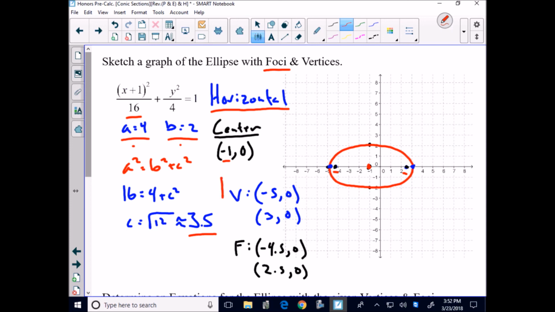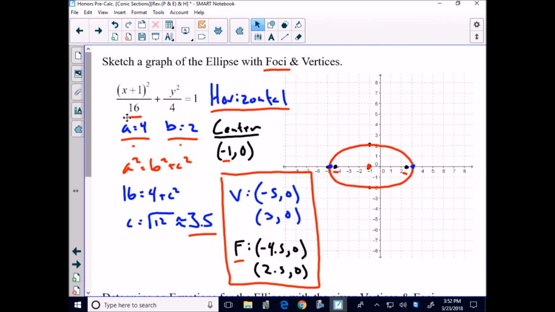And again, right here, this is where I would go ahead and get the ordered pairs for the vertices and the foci after I've already plotted this stuff, because it's a lot easier to just read it off the graph. Right here, we've got vertices of -5, 0, 3, 0, and foci of -4.5, 0, 2.5, 0. And again, the foci are approximate.